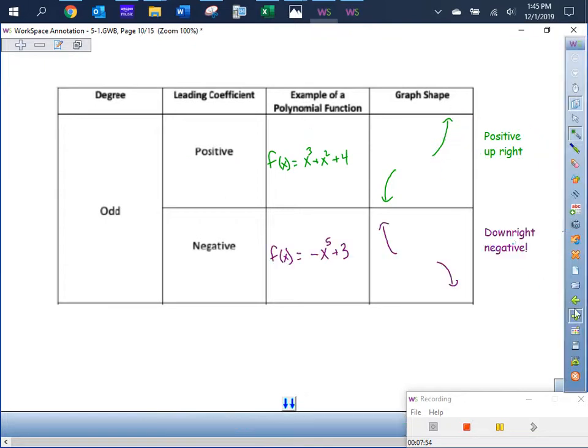And that brings us to the last one. If you've got an odd degree and a negative leading coefficient, then that's downright negative. So you know the ends are going different ways, and it's downright negative. Like if someone's an evil person, you're just like, oh, that person is just downright negative, you know. So it's down as you go to the right, negative. So just some phrases that I kind of remember.